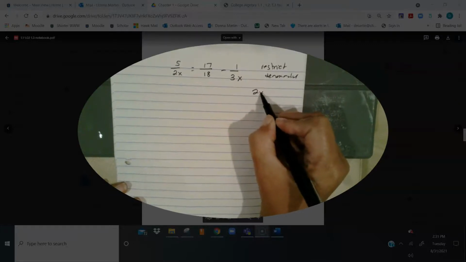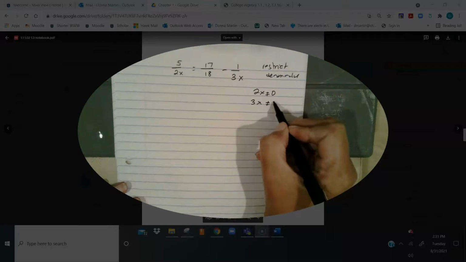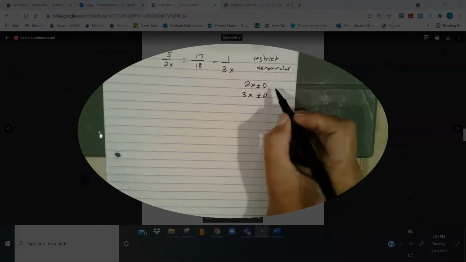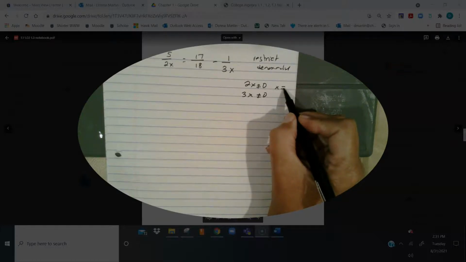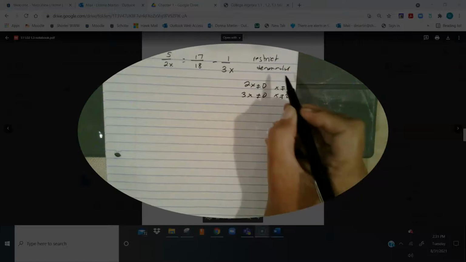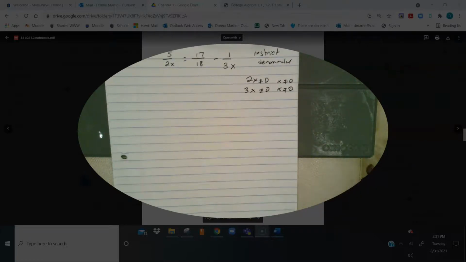We had 2x should not equal 0, and the other variable is 3x should not equal 0. To solve that, you divide by 2, so x should not equal 0 for both of these. That is the restriction for the domain. X can be any number in the world when we work it out, but it should not be 0 because a 0 would cause an undefined fraction. Other than that, you go through the exact same process.